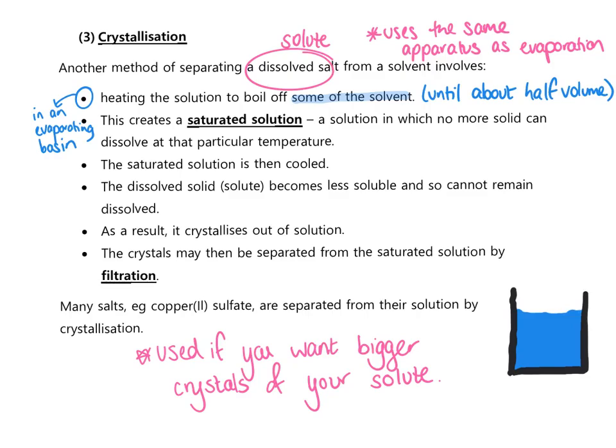So if you think about dissolving sugar in a cup of tea, the saturated solution is when you've got the maximum amount of sugar, because you'll get to a point where you keep adding sugar, and some of it will sit at the bottom. No more can dissolve, and that's what you call a saturated solution if no more solute can dissolve in the solution.